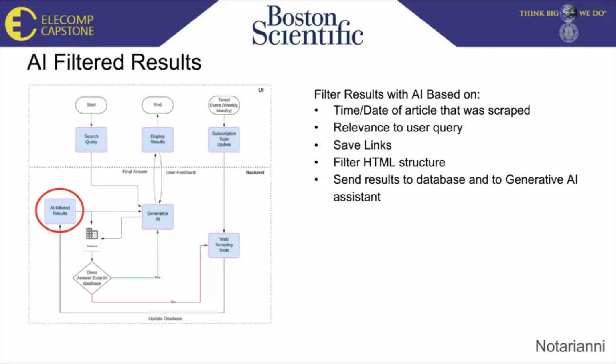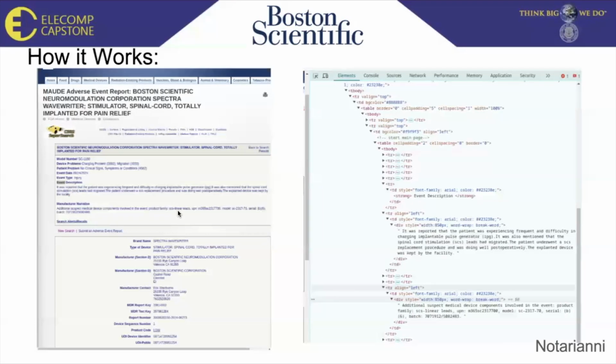And when it's done, it sends it to the database to be stored, then also sends it to the next step, the generative AI. And this is an example of a search on the left from the MAUDE database. So there's a lot of information here, but we really just want the event description. On the right is where the event description is in the HTML side of things.